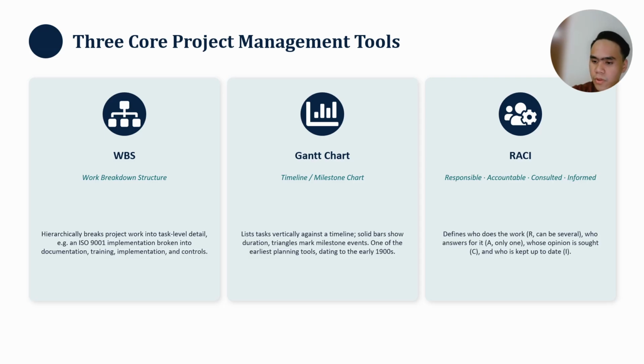Consulted are people whose opinions are actively sought before decisions are made. Informed are people kept up to date, often champions or leadership who need visibility but aren't doing the work themselves. So the book's own example RACI chart walks a product through defining specifications, defining project scope, building a prototype, testing it, coordinating approvals, and finally design approval and release. So with marketing, project management, engineering, and QA each taking different R, A, C, or I roles at each stage.